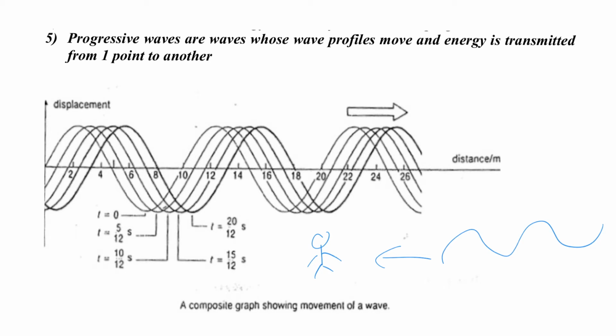So there are two types of progressive waves, which we will talk about in the next part. But basically, in progressive waves, the particles only oscillate, but the waves travel. So what do I mean by that? Let's look at the next example.